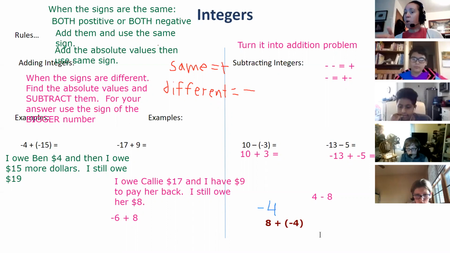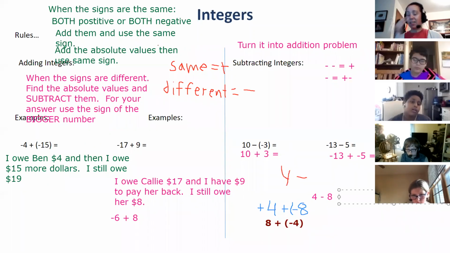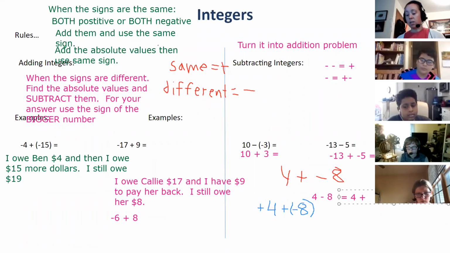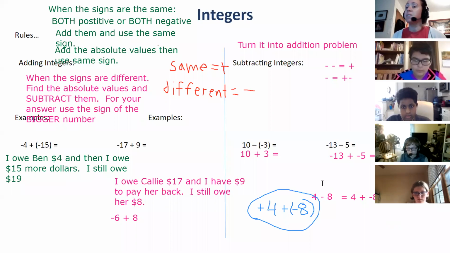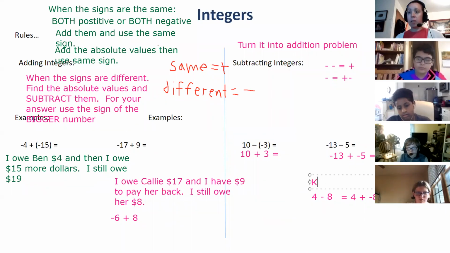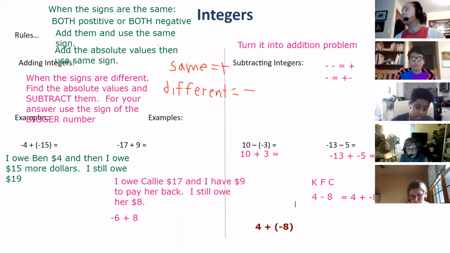It would be 4. The 4 would stay positive because we got to keep that one the same. The sign will change to addition, and then 8 goes negative. So we keep it the same, change it to addition, and then slide that negative to the 8. Think of KFC. Keep, flip, change. Excellent.